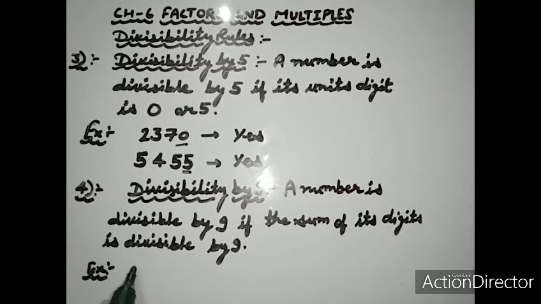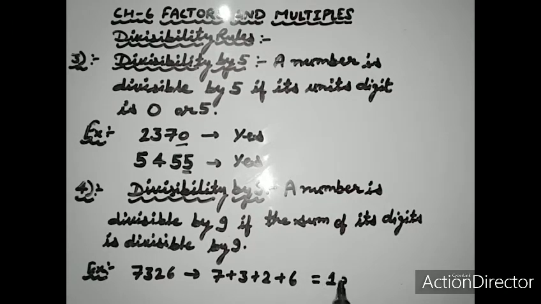Now a number like 7326, right? What we do here, first we add all these digits, and we get the sum: 7 plus 3 is 10, plus 2 is 12, and 12 plus 6 is 18, and 18 is divisible by 9. 9 times 2 is 18, so we say that yes, the whole number 7326 is divisible by 9.